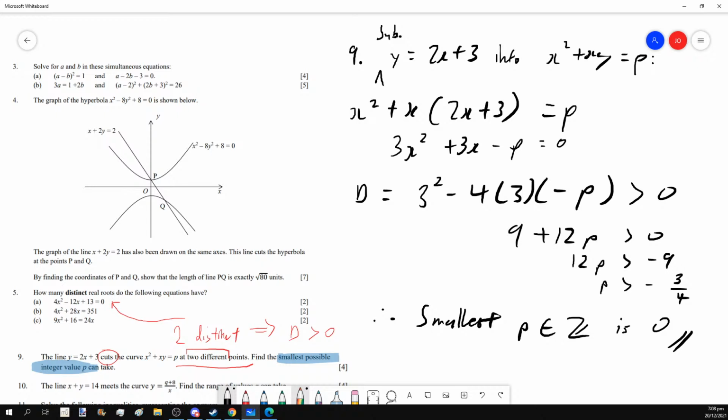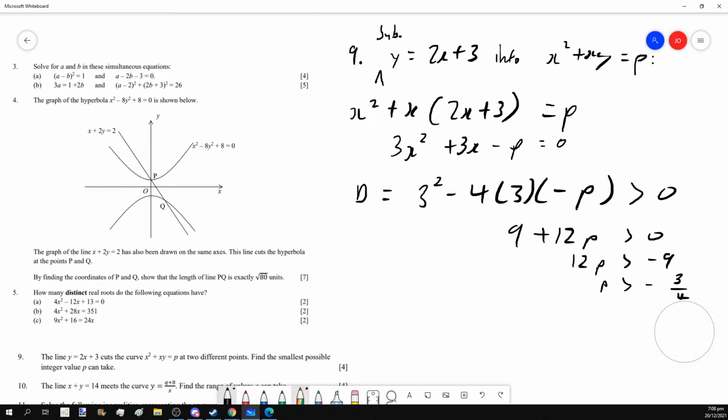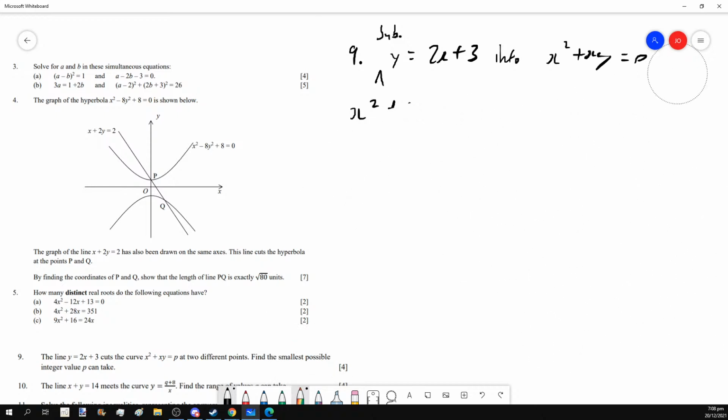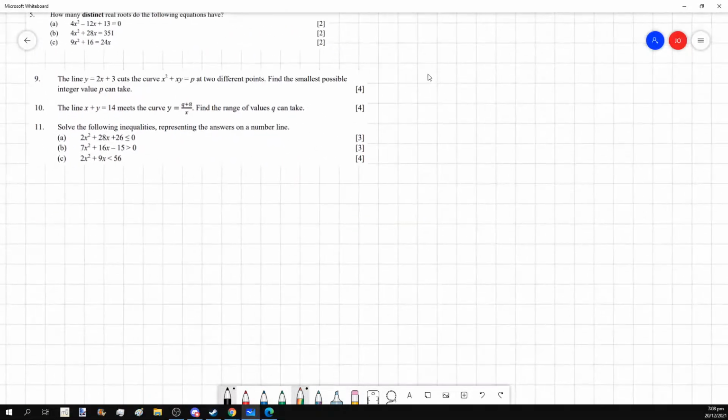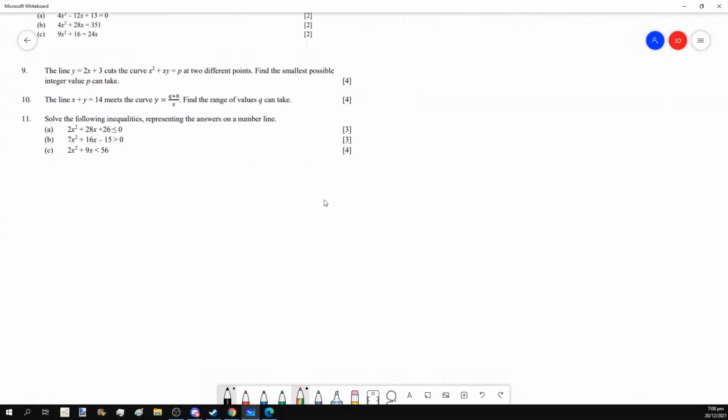Alright? Now this applies for all math problems in general, especially in A math. Being a student and taking an exam paper is honestly a bit like customer service. The customer is always right, and you always want to give the customer what they ask for. So if they ask for the smallest integer, then we will do exactly that. Nothing more, nothing less.